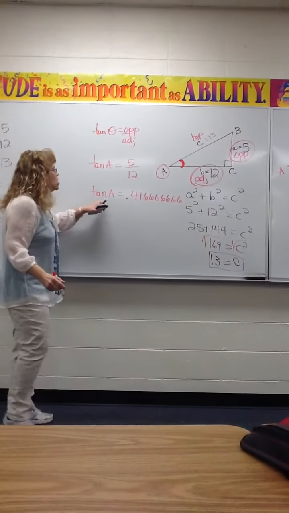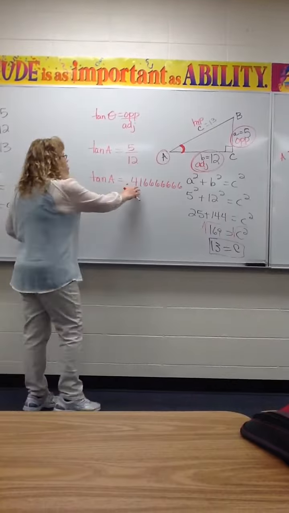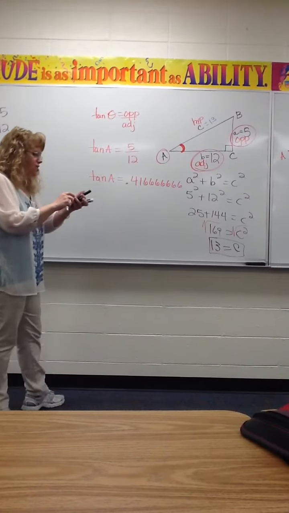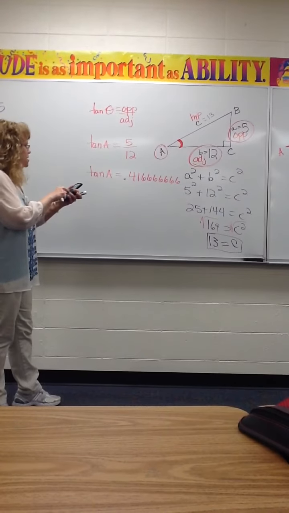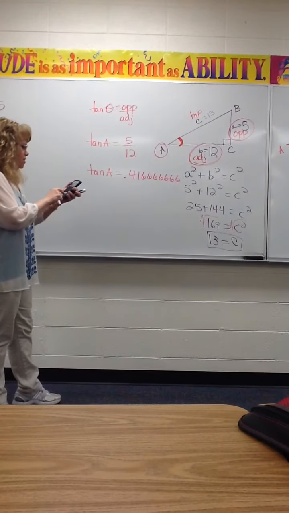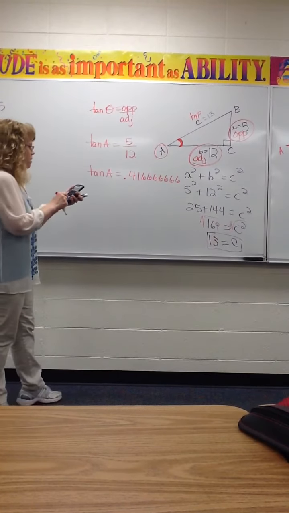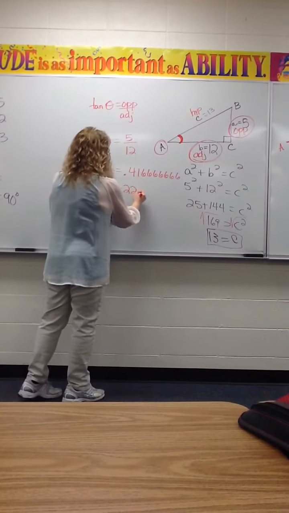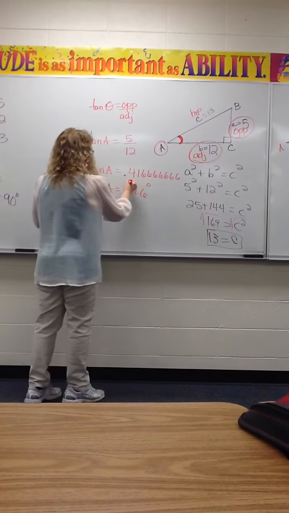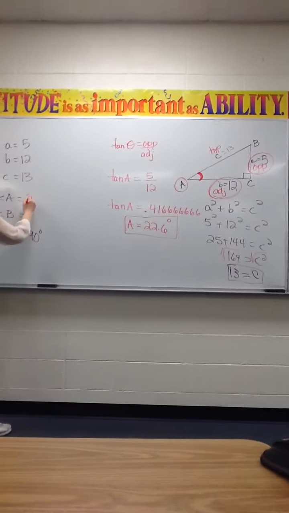Now, remember inverse log, second log? Now we're going to do inverse tangent or second tangent, whatever order you did. So second tangent of 0.41666666. I'm going to keep going for a bunch. And I get this: 22.6. That's what I get. 22.6 degrees for A over here.